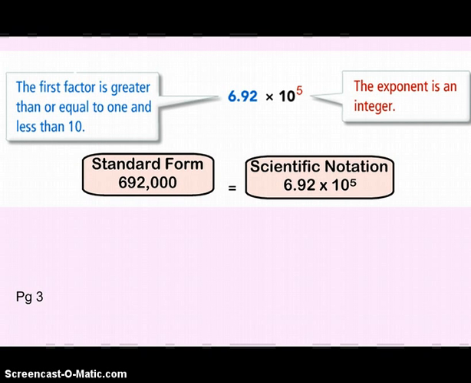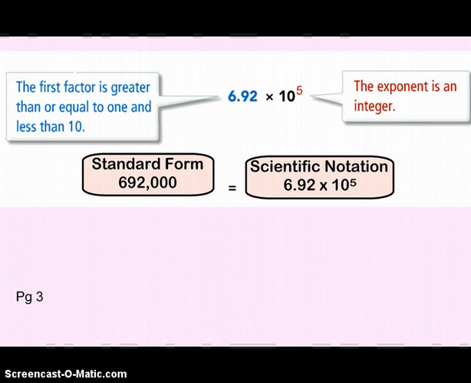The example on the next page, 6.92 times 10 to the 5th power. In blue, the first factor is greater than or equal to 1, and it's less than 10. The exponent, 5, is an integer. This is in scientific notation.